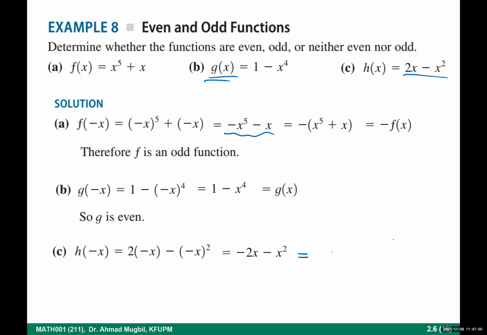What can we do to check if it is odd? Take negative as a common factor. What will you have? 2x plus x squared. Is this the original function? No, it is not. The original one is 2x minus x squared. So this function is not the function, and not the negative of the function.